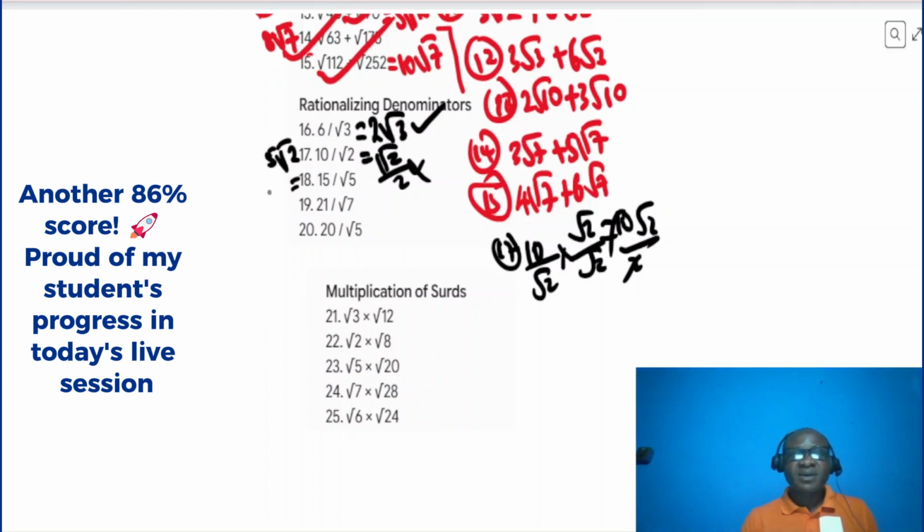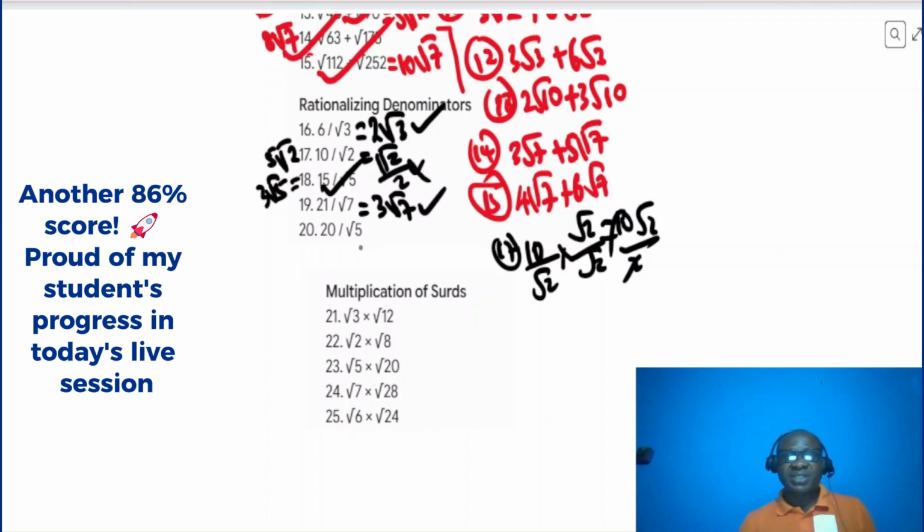3 root 5. Let's see. Yeah, this was 2 marks. It's the same thing from number 9. So here is 15 multiplied by root 5, is 15 root 5 over 5, 3 root 5. This is correct. So number 18 is correct. Number 19. 3 root 7. Let's see. So if you multiply, 21 root 7 over 7, this is correct.